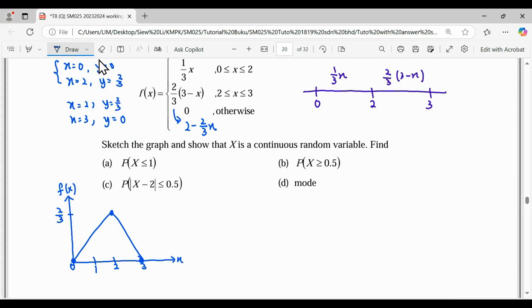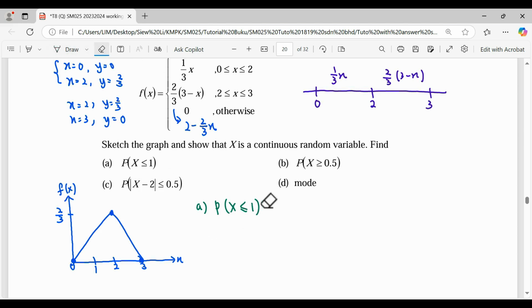For the first part, A, finding the probability for x less than or equal to 1. For continuous, we are not focusing on equal or not because it's always continuous for all parts of the graph. We are going to see the area under the graph, so the area under the graph for x less than 1.